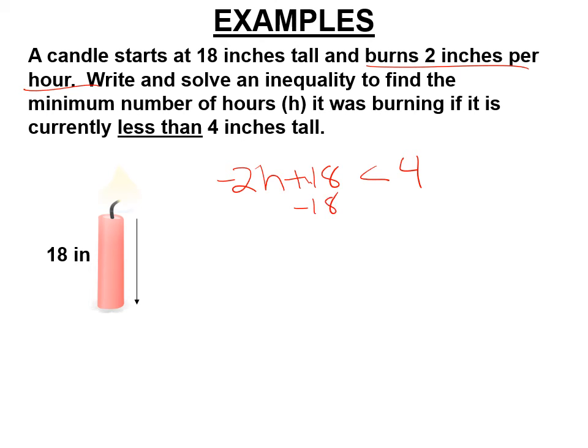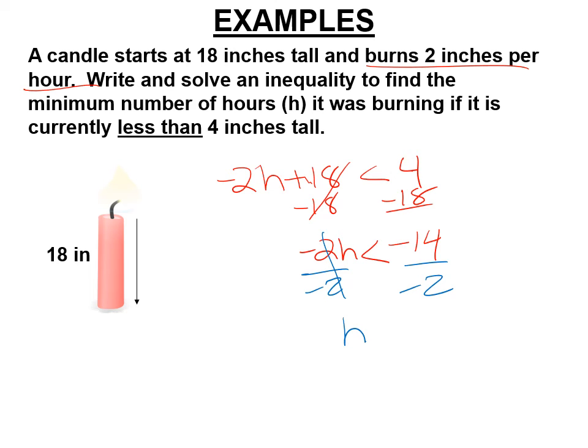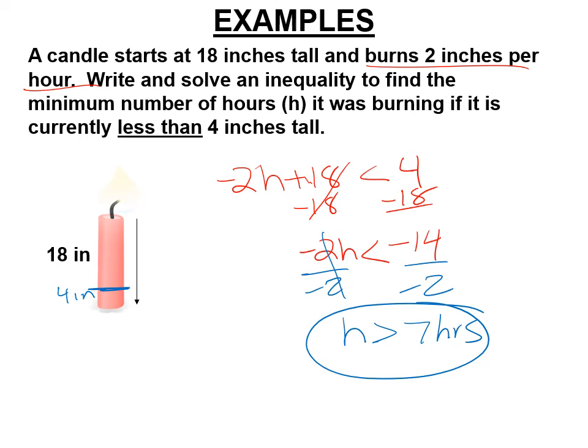So we're going to subtract 18 from both sides. We get -2h is less than 4 minus 18, which is -14. We're going to have to divide both sides by -2. And now we're going to have to flip the symbol. h is greater than 7 hours. Let's see if that makes sense. Find the minimum number of hours it was burning if it's currently less than 4 inches tall, right? If it's down here at 4 inches, it has to be burning more than 7 hours. That's how it works. It has to be flipped.